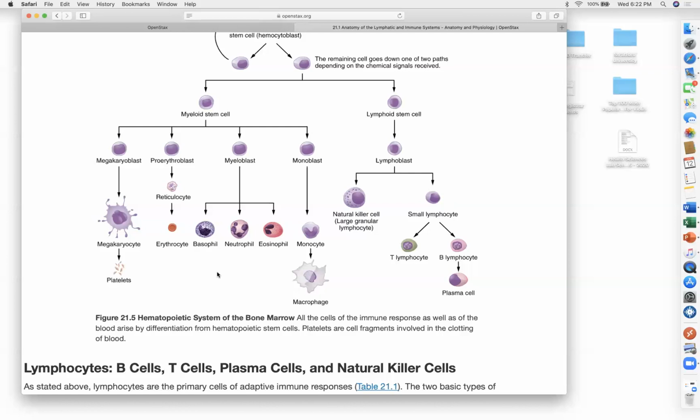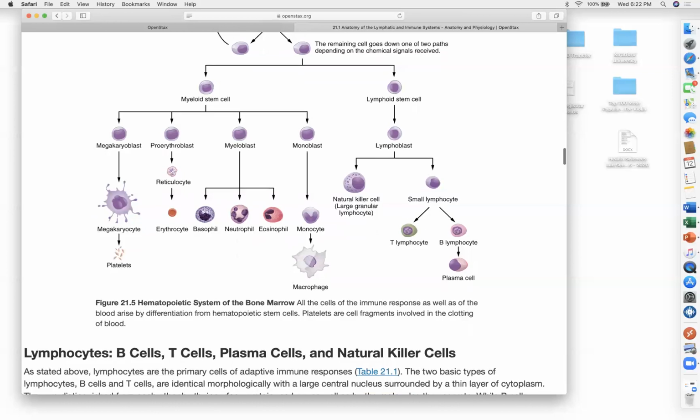And that is part of your CBC with diff. Now, your CBC is your complete blood count. A complete blood count will give you the total of all your white blood cells, total red blood cells, and total platelets. But if you order a CBC, complete blood count, with diff, or with differential, you'll get a percentage of how many basophils, neutrophils, monocytes, macrophages, and so on and so forth.